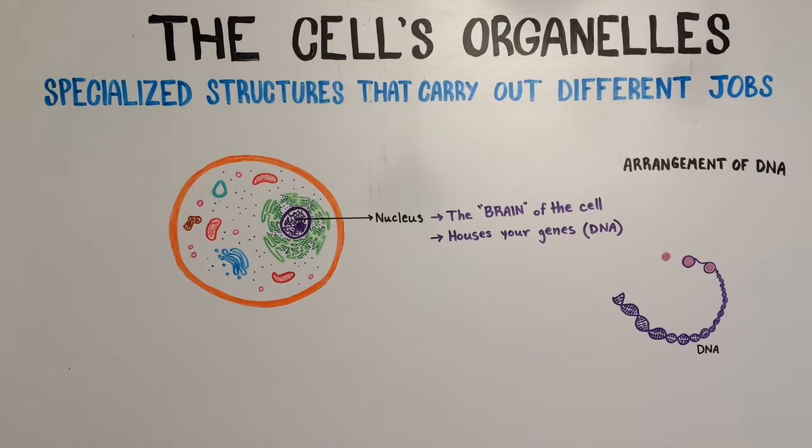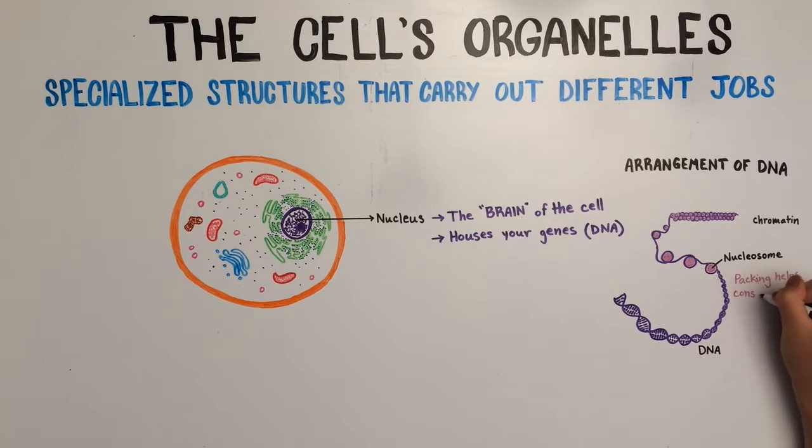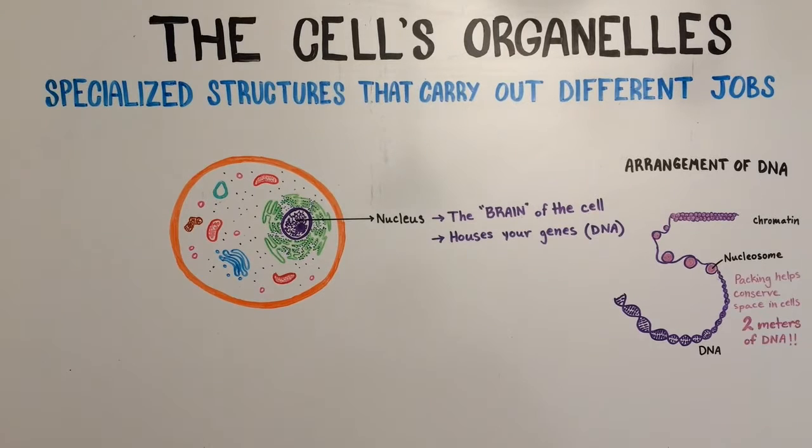First, DNA is wound around protein complexes called nucleosomes, and together they look like beads on a string. The DNA in nucleosomes are then wound up and packed together into a thread-like structure called chromatin. After this, even further winding and packing can occur. This packing helps conserve space in cells and is the reason why approximately 2 meters of human DNA can fit into a cell that is only a few micrometers wide.